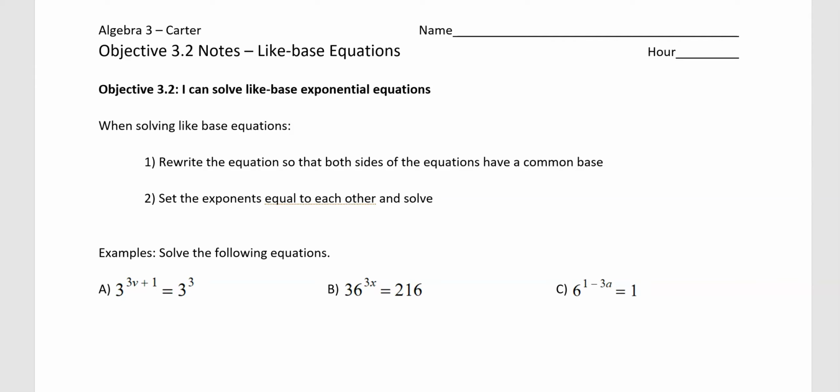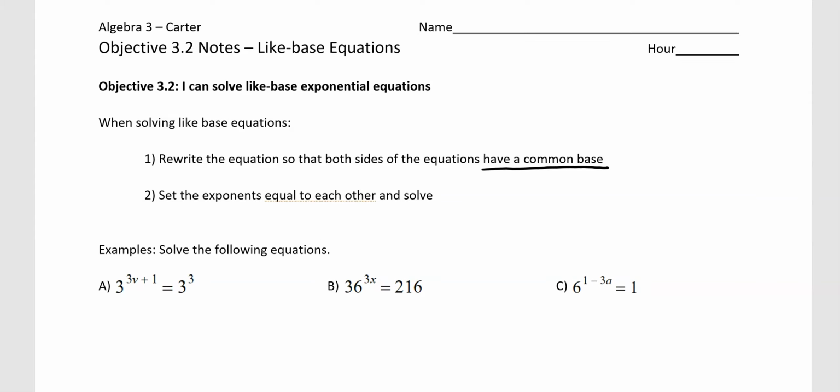So when solving like-base equations, the name itself is a little misleading in that you'd think, oh, the bases are the same, I'm solving them. Well, you're going to make the bases the same. So that's the first step. Rewrite the equation so that both sides of the equation have a common base. And then once both sides have a common base, all you need to do is set the exponents equal to each other and solve.